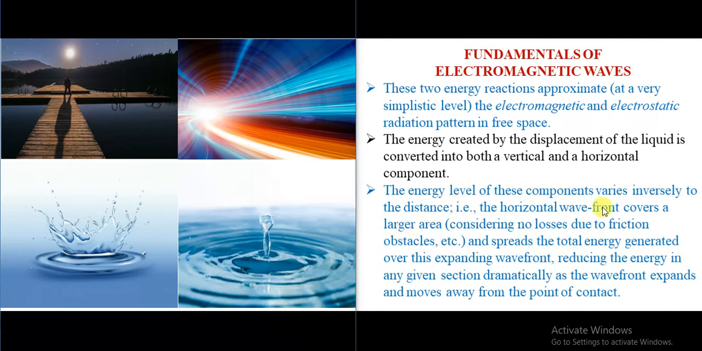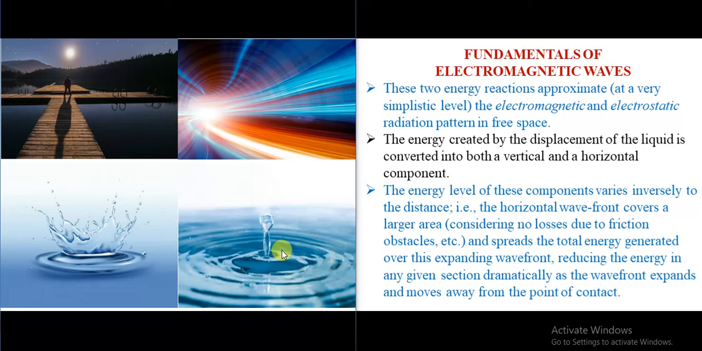The energy level of these components varies inversely to the distance. That is, the horizontal wavefront covers a larger area, as we can see in this picture, considering no losses due to friction or obstacle, and spreads the total energy generated over this expanding wavefront, reducing the energy in any given section dramatically as the wavefront expands. And it gradually reduces to zero as we move away from the point of contact.